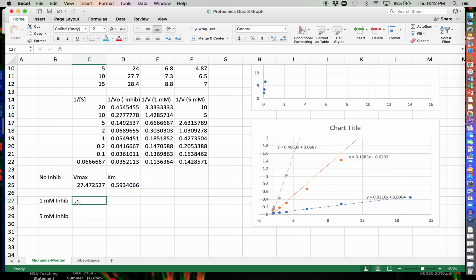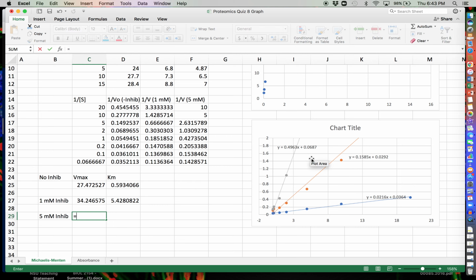So for 1 millimolar, Vmax is going to be 1 over the y-intercept, so that's 0.0292. The Vmax, oddly enough, is up to 34.24. Okay, let's do our Km, so that's going to be equal to the slope, which is 0.1585, times the Vmax. There we go. Now it's up to 5.42. And then we'll do the same thing for this one.